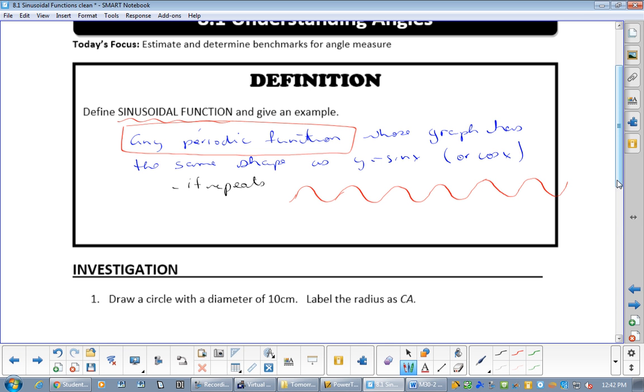So we're going to be looking at this. y equals a sine b(x minus c) plus d, or y equals a cos b(x minus c) plus d. We will be doing regression.